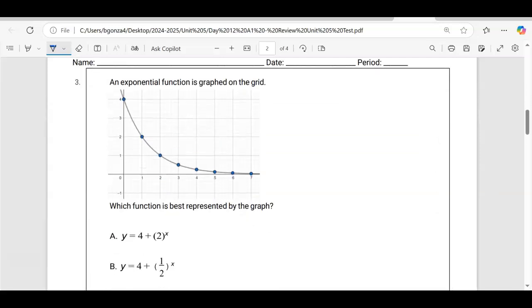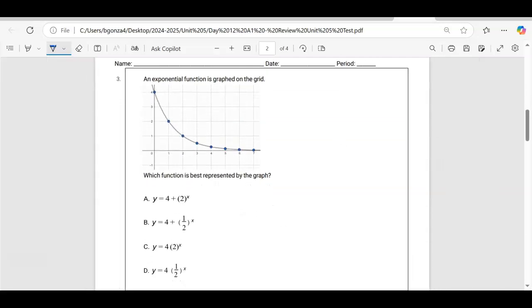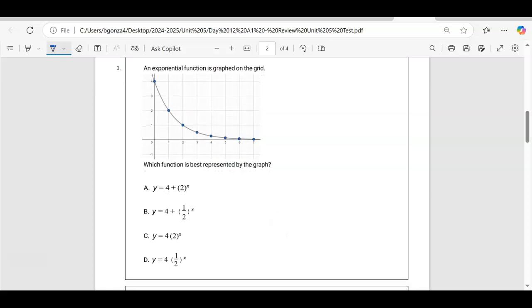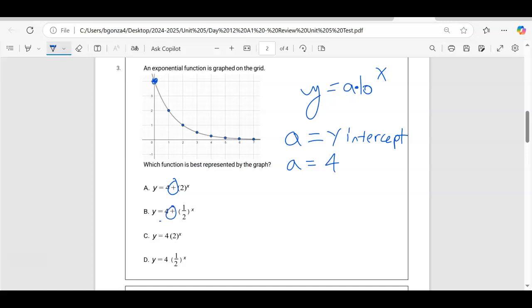An exponential function is graphed on the grid. Which function is best represented by the graph? Okay, well, remember y equals a times b to the x. A is my y-intercept, right? So a equals 4. So all of these have 4, but I want you to notice a times b means there is no plus sign. Like this plus sign stuff is weird. There is no plus sign in exponential functions.